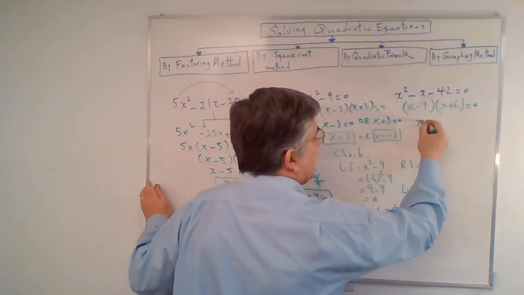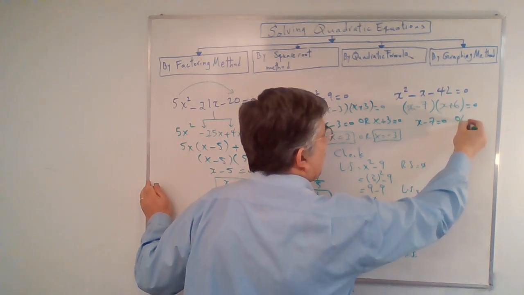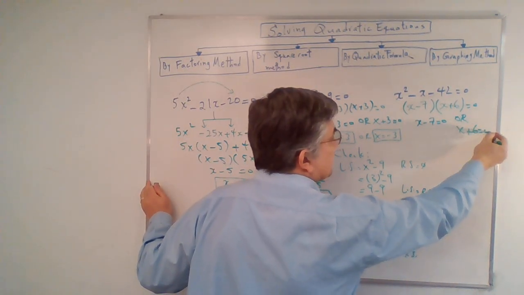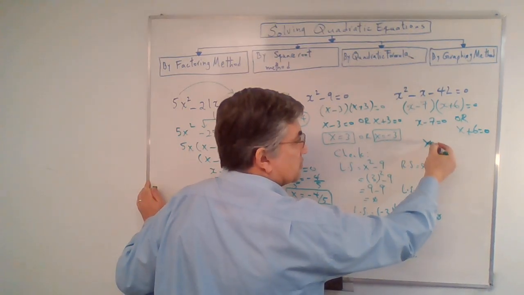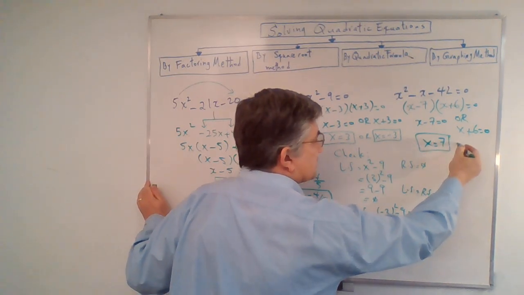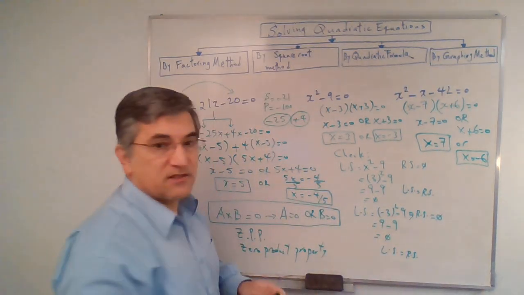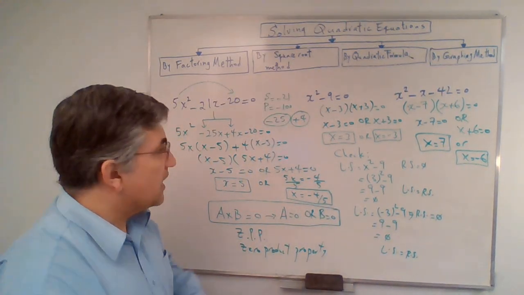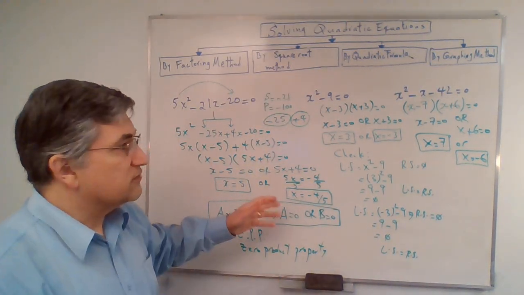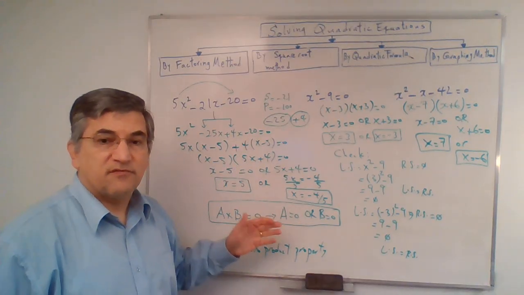Now that we factored it, we're going to use the ZPP, zero product property. So we're going to say either x minus 7 is 0 or x plus 6 equals 0, which in turn will give us x equals 7 or x equals negative 6 as the final answer. So this is how we solve quadratic equations by the method of factoring.